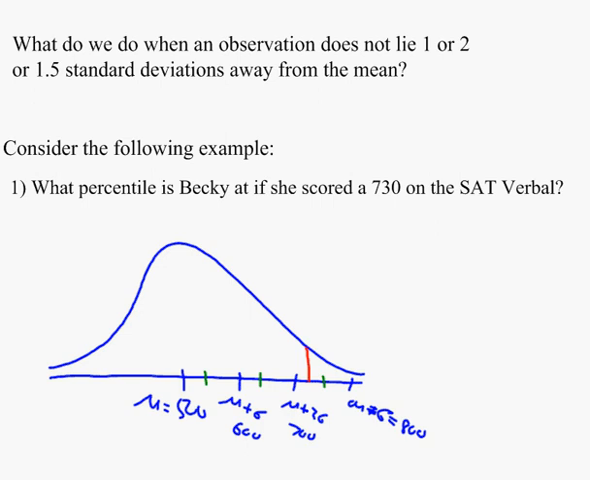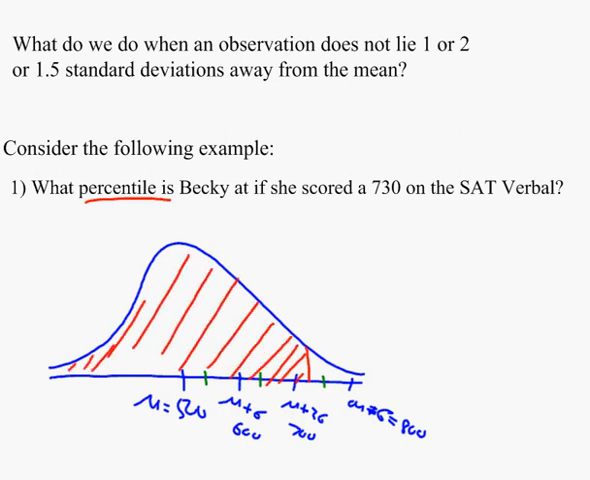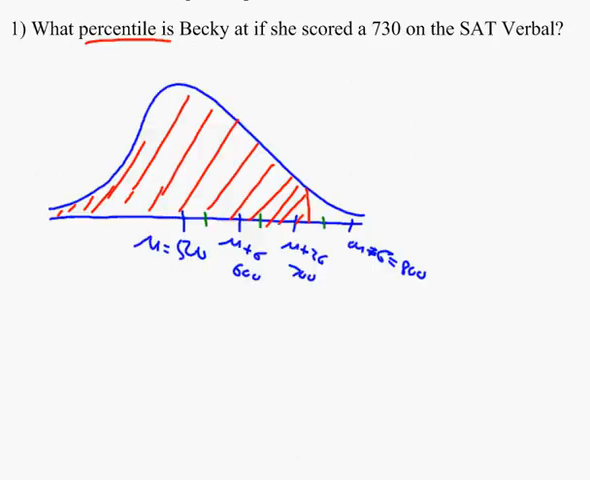You could certainly take a guess at where it is, but I'd like to be more precise than that. So first off, I'm going to shade the desired area. If we're talking about a percentile, we're saying what percent of people did Becky score equal to or greater than on that day of the test. And that can be represented by all the area that you see here. Okay. The next step in solving a problem like this is find the z-score. Let's find how many standard deviations Becky is away from the mean.